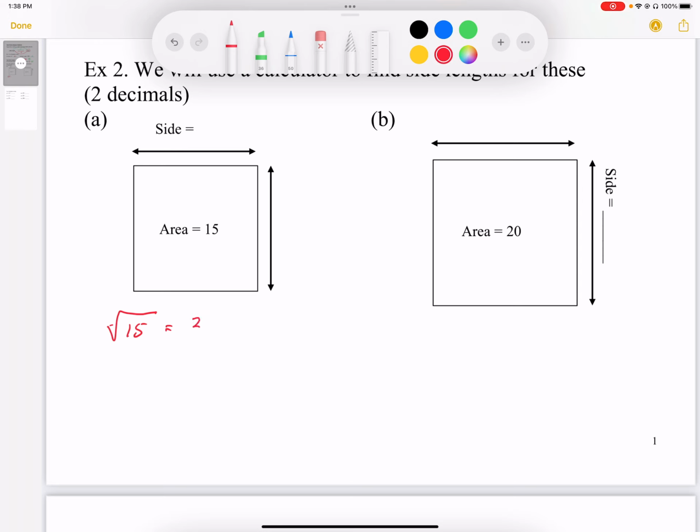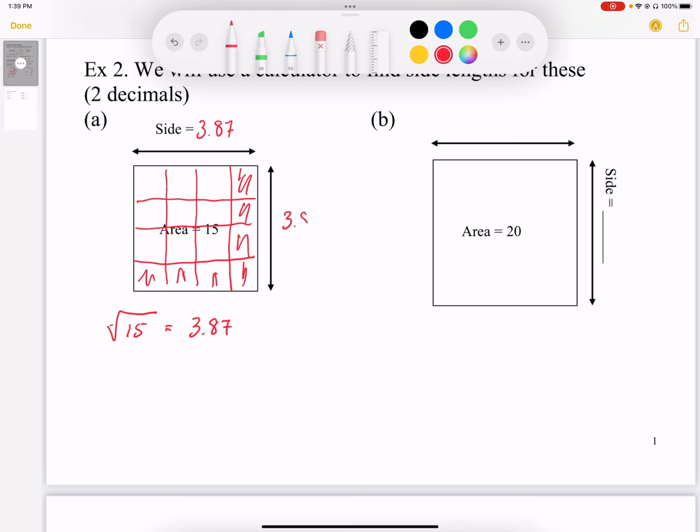The square root of 15 is 3.872. So I'm going to round that to 3.87. And that represents how long the side is. If I were to try to draw 15 squares, the number of squares is going to be 3 full squares, like that. And then these areas here are not going to be full squares. There's going to be part squares. There's 9 full squares, and then there's going to be 6 squares made up of all these part squares. And that's how we get the 3.87. It's going to be 3.87 both ways.